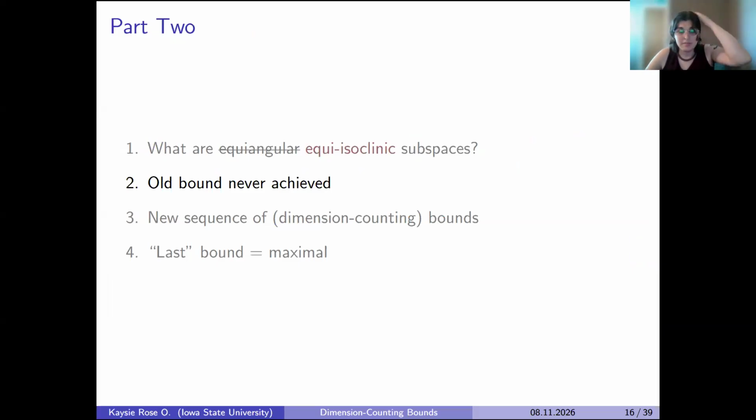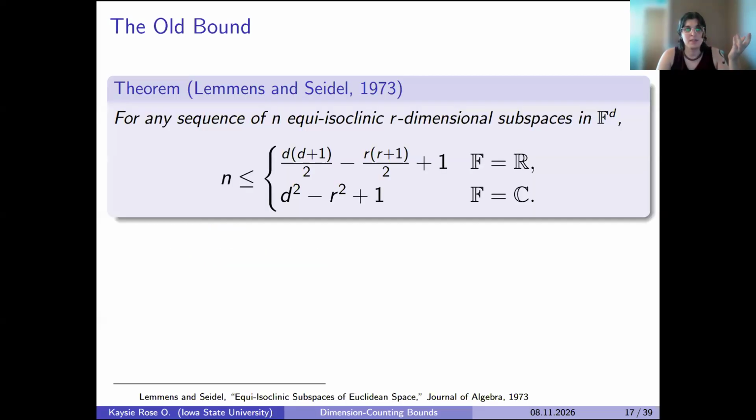Cool. We're going to shift now. That's our background. We know what equi-isoclinic subspaces are. Now we're going to start looking at bounding the number of them. Again, I use this word equiangular because it is kind of the idea. If you don't have what equi-isoclinic means locked into your head, if you mentally replace it with equiangular, you'll get most of the idea. So let's look at this old bound. We're going to try and beat it, right? That's the idea. This is a theorem of Lemmens and Seidel.